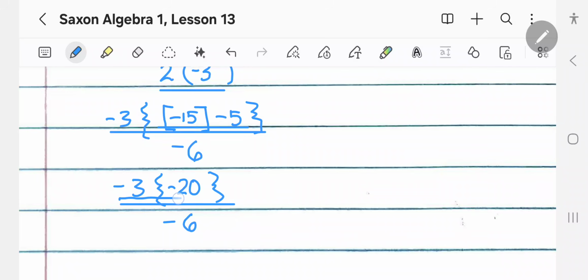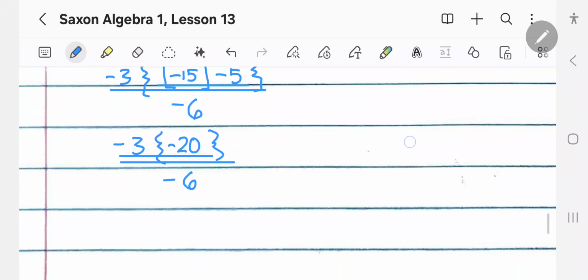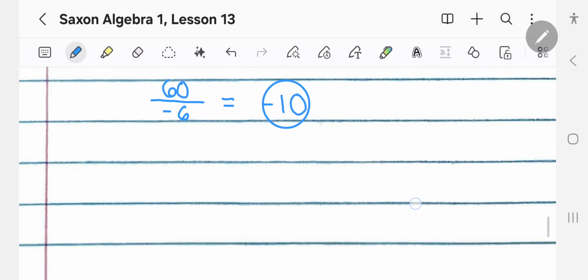And then I can do this multiplication up top. I have a negative times a negative, which is a positive, divided by -6. 60 divided by 6 is 10, and a positive divided by a negative is a negative. So your answer is -10.